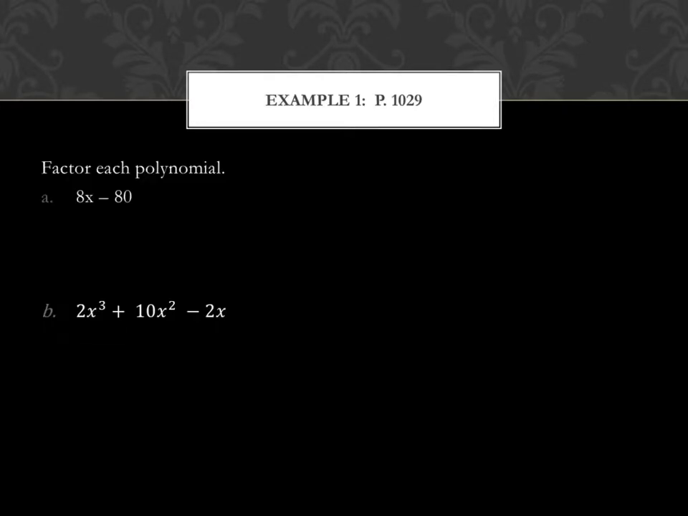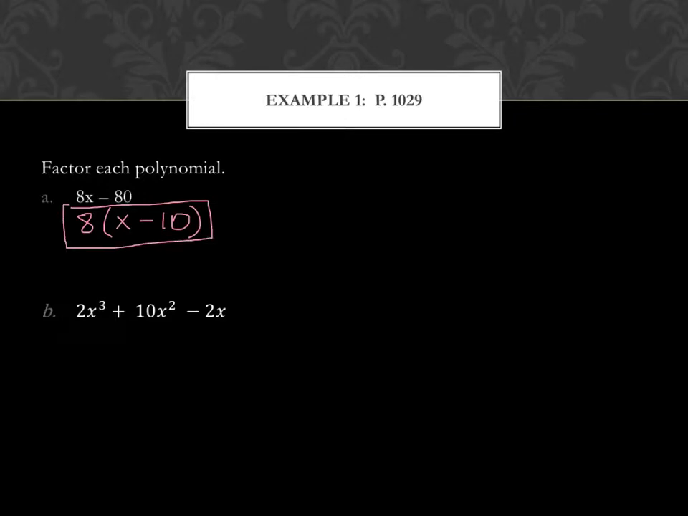So step 1 is to factor out any common factors. So on A, 8x minus 80, they have a common factor of 8. So if I factor out the 8, I'm left with x minus 10. And then I have a binomial x minus 10, and I need to check if that's a difference of squares, no. Difference of cubes, no. Sum of cubes, no. So this is as much as I could factor. All I could do for this one was take out a GCF.